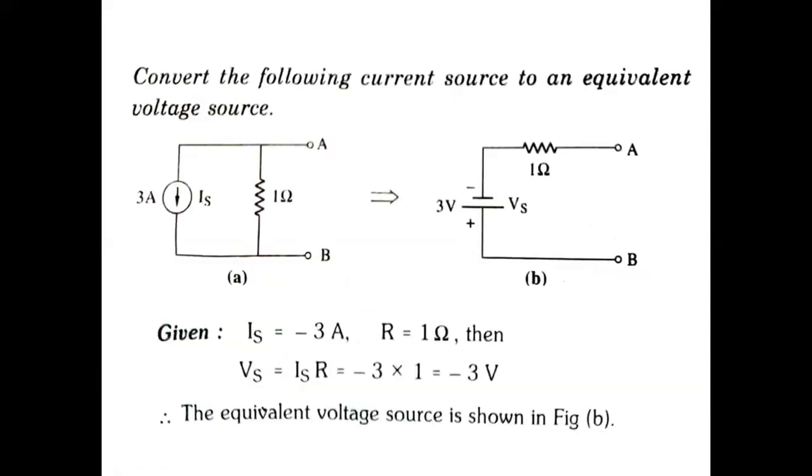Next, convert the given current source into a voltage source. So the current source Is is given as 3 amperes and 1 ohm is the shunt resistor. In case of a voltage source, Vs is equal to Is into R, 3 into 1, that is 3 volts, and this is 1 ohm only. Same thing, R is the same, but the direction is from A to B, so A is negative with respect to B. Note down.